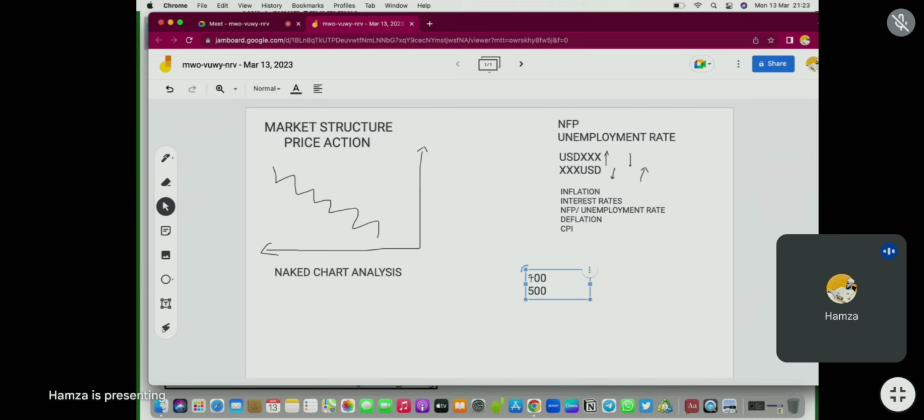The first figure represents the NFP. So the United States had, let's say, 100 new jobs created. Employment rate, let's call it UR.